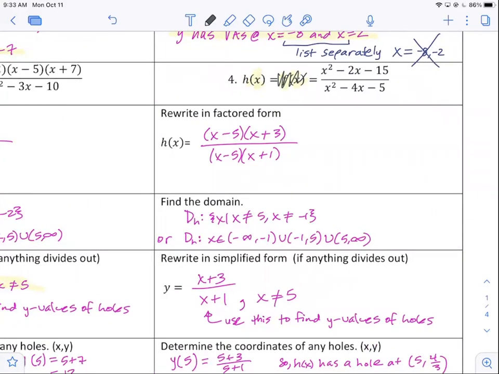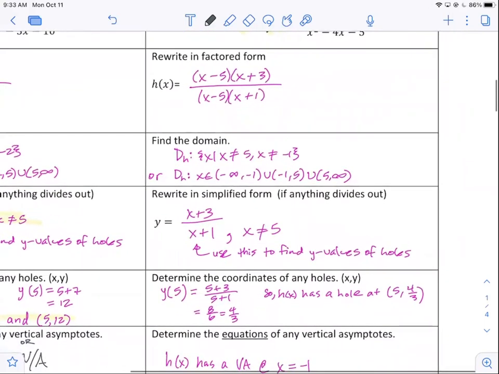Say x can equal 5. And now, does it have a hole? Well, yeah, the x minus 5 divided out. So plug in the 5 to the simplified form. And again, you're showing me how you're doing it. So y of 5, it equals 4/3. And now you answer the question.